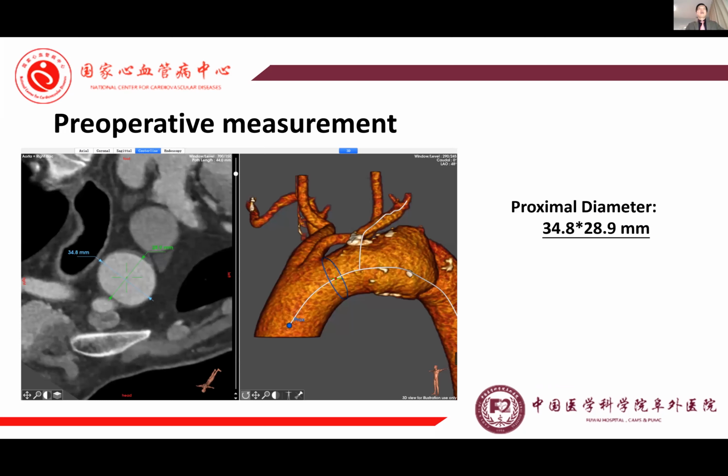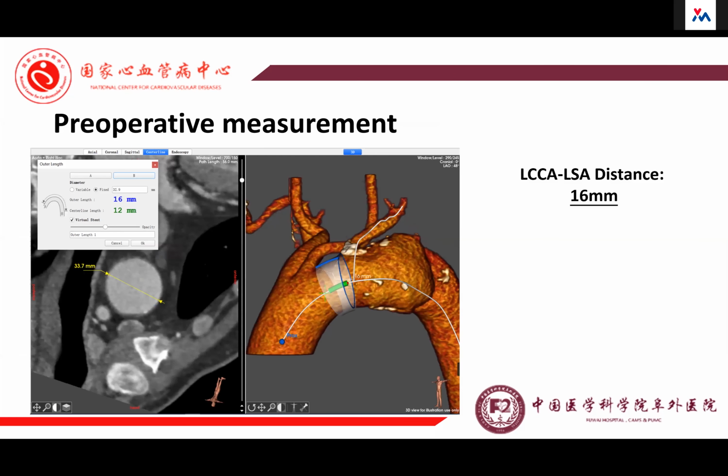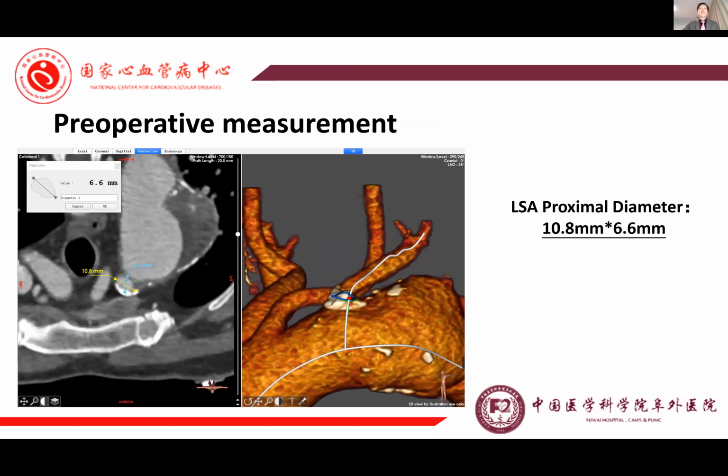As we take the measurement of the whole aortic arch, we find the proximal landing zone is nearly 13.4. And the distance between the common carotid artery and the LSA is nearly 16 millimeters. This data is very important for us to select the device.